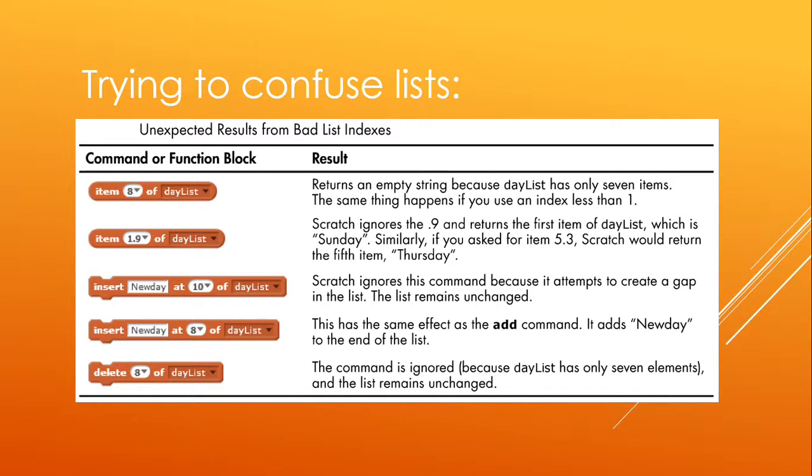Only if you go beyond, so if you go to 9, 10, 11, 12, so more than 1 beyond the end of the list, will it be ignored. You can insert 1 beyond the end of the list and it will treat it as an add. And then the same thing with delete way beyond the list. So in case you delete 8 of their list, there was no 8th day of the week, so once again it will just be ignored.